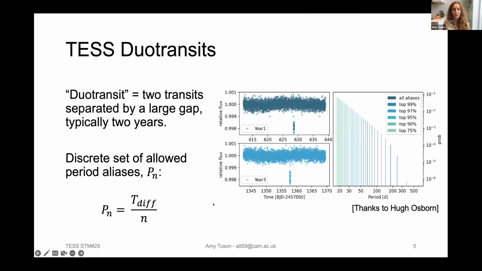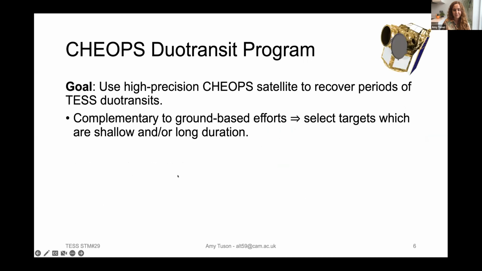So you can see in this plot here is a simulated TESS geotransit and its period aliases in the right-hand panel, each of which has a probability. So it's typical that the shorter period aliases are significantly more likely than the longer period aliases.